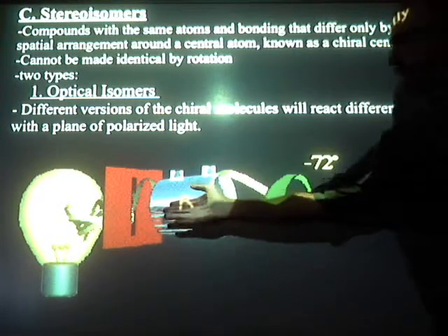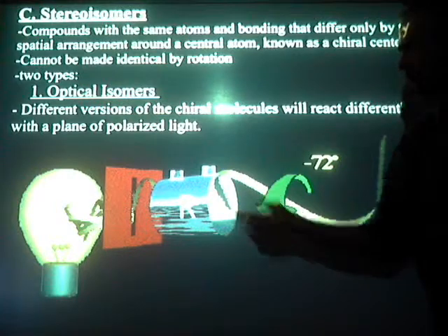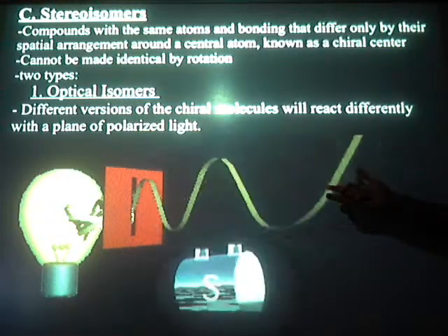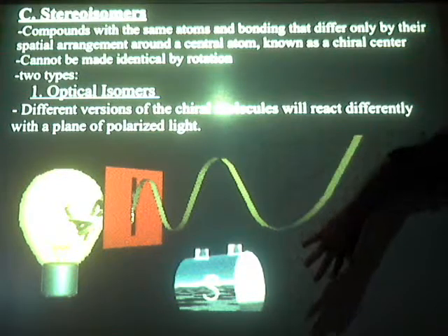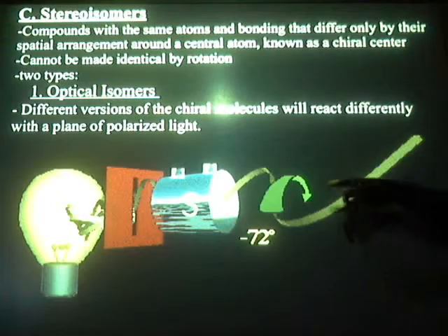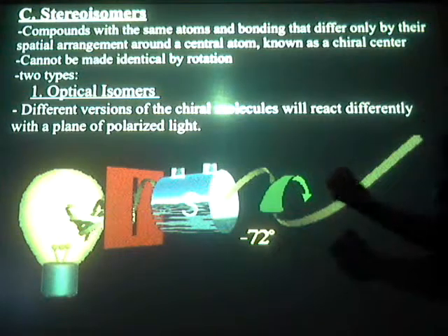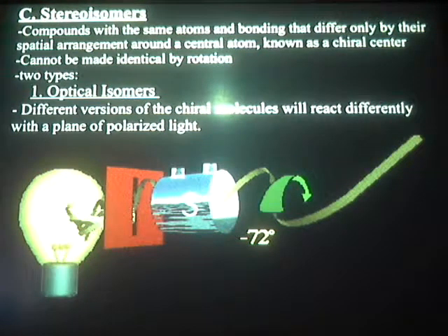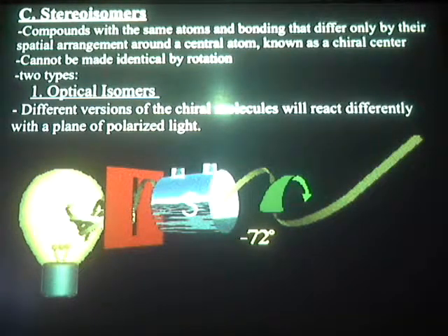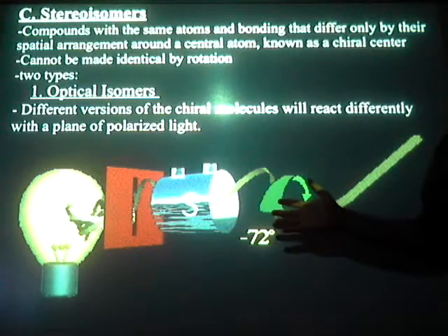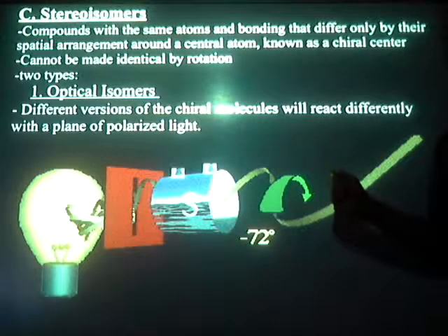And when I pass the light through a sample, it turns out that one of the two versions of carvone will rotate that light clockwise, and the other one will rotate it counterclockwise. And that's how you could actually tell the two apart. They also have different properties. You say, well, if that's the only difference between them, what's the point? It's not. It is a difference between them, but there are other differences, as we'll see.